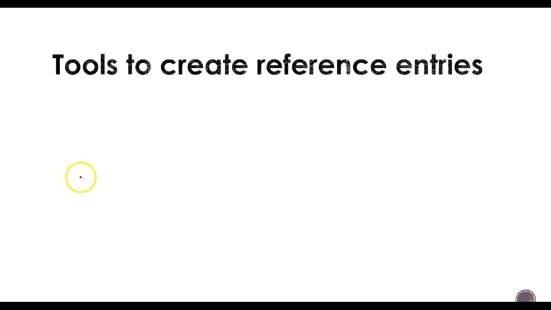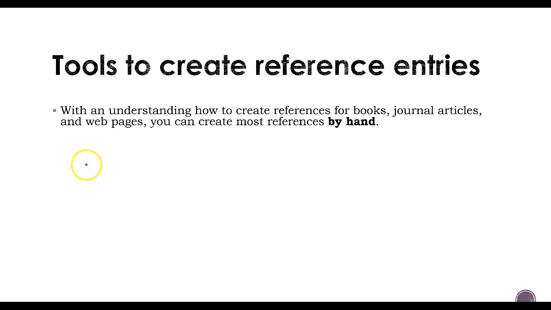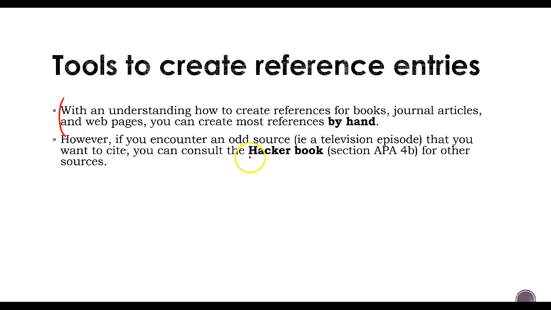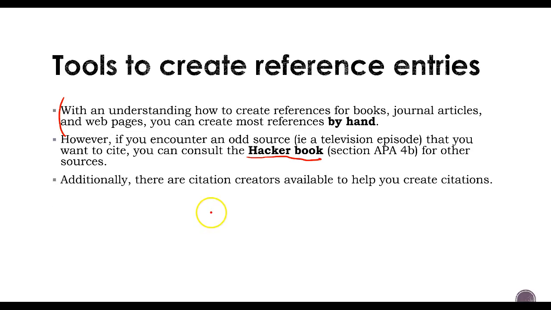So there's a couple of tools you can use to help you create your reference citations. So you can create them by hand. When you know the format, like how I just talked about, you can just hand create them in Microsoft Word. Just put the author, the year, the title, and the source information. You can also consult the Hacker Book. So if you forget what I talked about in here, open up that writer's reference. It's a really good tool, section APA 4B, and it'll tell you for each different type of source what you need to put for that source. And you can just find those things on the source and include them in your reference entry.